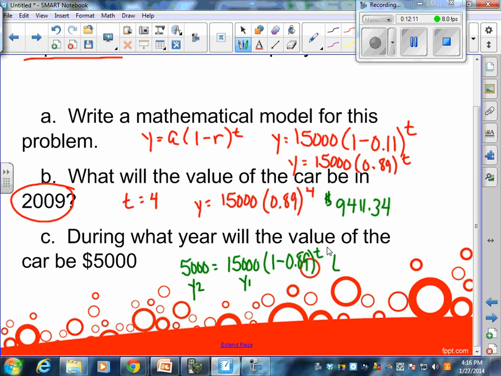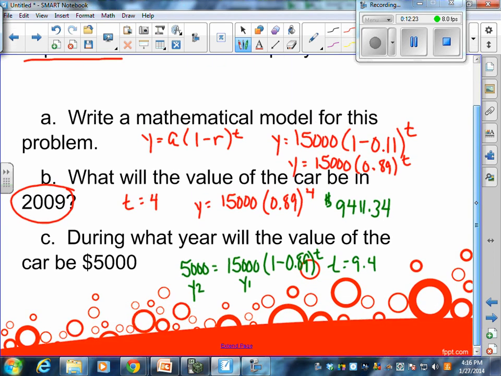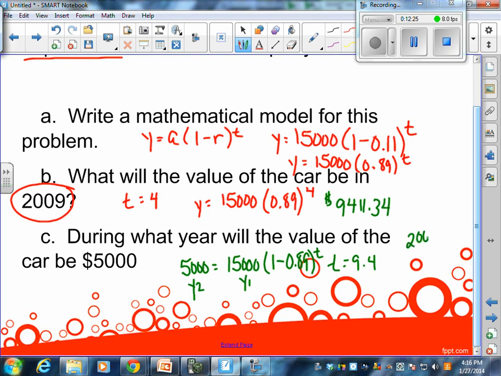So t is 9.4, but remember this said during what year would we expect the value to be 5,000? Well, when did we start measuring? So if we go back, it started in 2005. So if I take 2005 and add 9.4, I'm going to get 2014. So somewhere close to the middle of 2014, I would expect the value of the car to be $5,000.